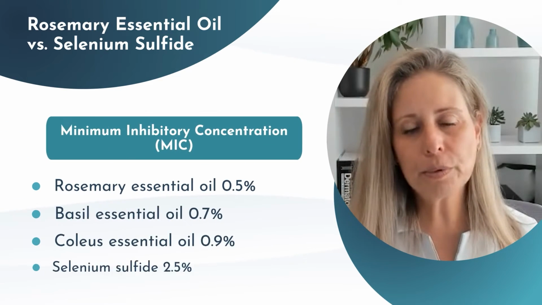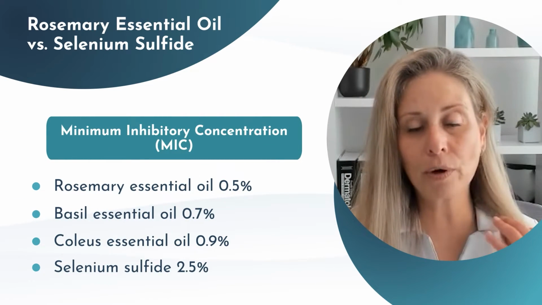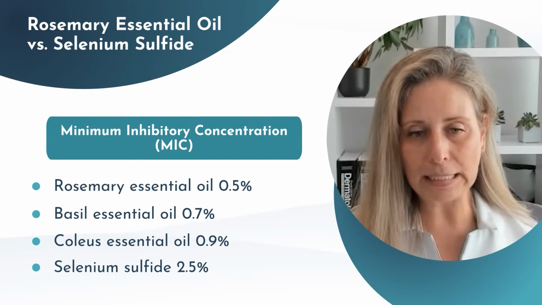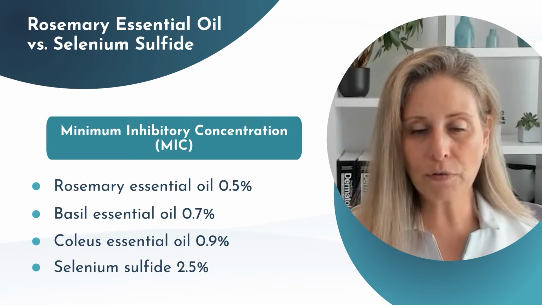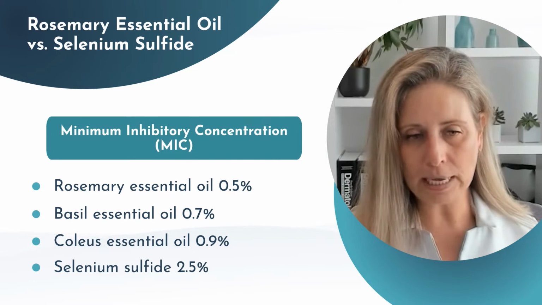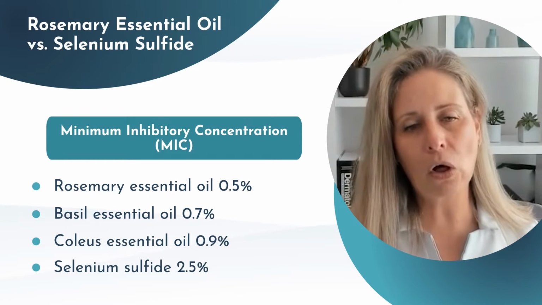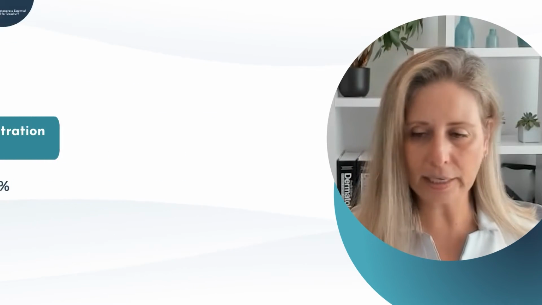And we can see that rosemary essential oil at just 0.5% was able to inhibit the growth of Malassezia. The selenium sulfide needed to be there at 2.5%. And they also looked at basil essential oil and coleus essential oil. But out of all of them, the rosemary was the strongest.